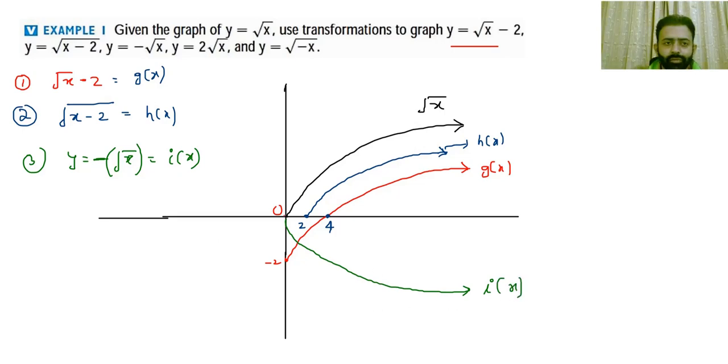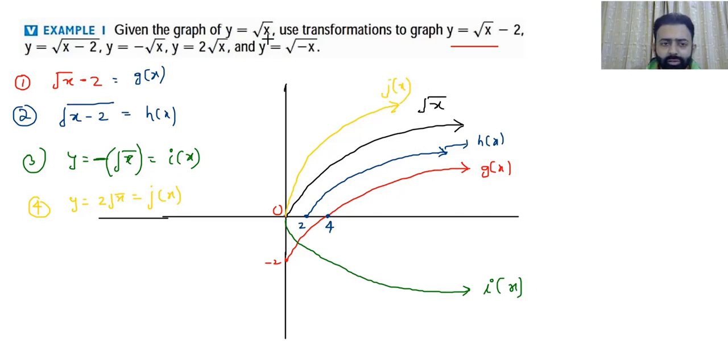Okay, and the fourth one is y equal to 2 root x. 2 root x is simply a stretch along the y-axis. You have multiplied the function by 2, so it's a stretch along the y-axis by a factor of 2. So it will be like this. Okay, just stretch it. y equal to 2 root x. Let us say this is j(x).